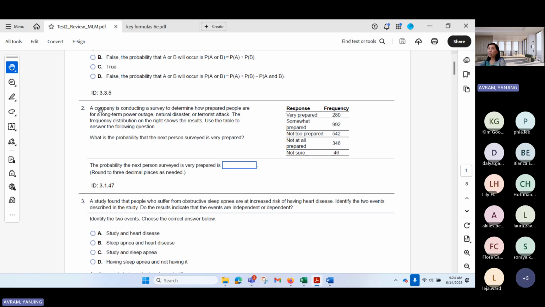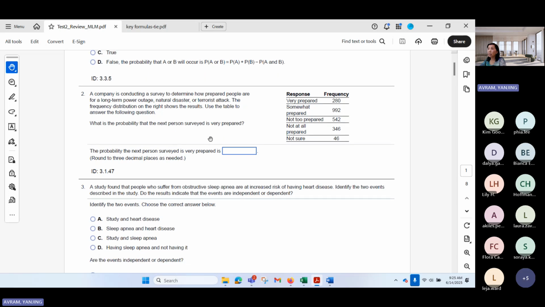Okay, the second one, the company is conducting a survey to determine how prepared people are for a long-term power outage, natural disaster, or terrorist attack, right? Frequency distribution is right here. So how do you use this table to calculate this one? So what is the probability that the next person surveyed is prepared?